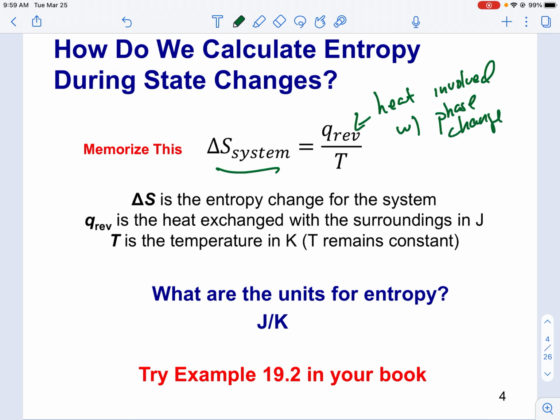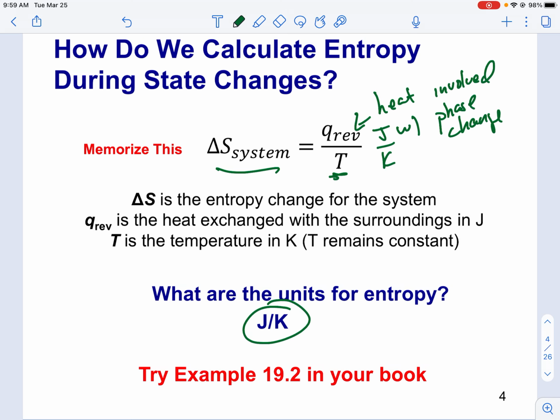Remember, we talked about how to calculate that heat in the last chapter of the last semester. And it depends on the temperature, right? So the temperature is important here. What are the units for entropy? Q is in joules, and temperature is in Kelvin, so the units are joules per Kelvin. So this is a relatively straightforward equation.